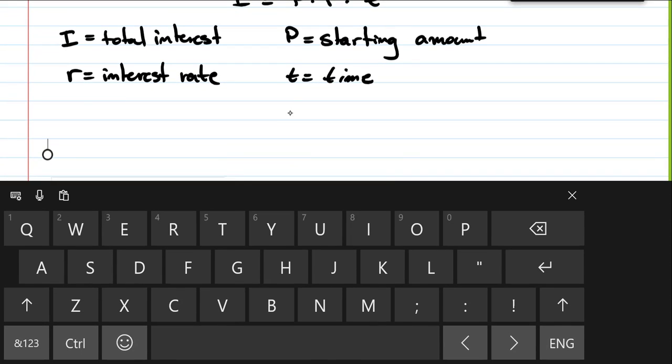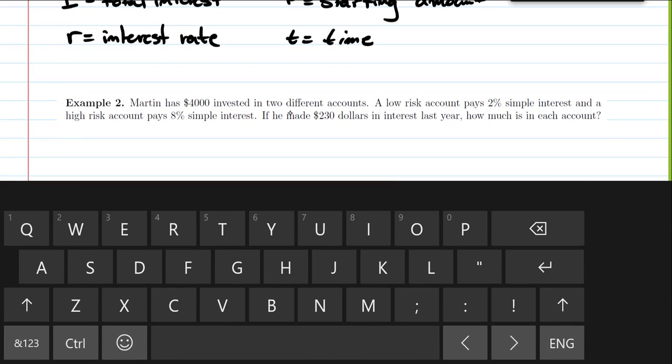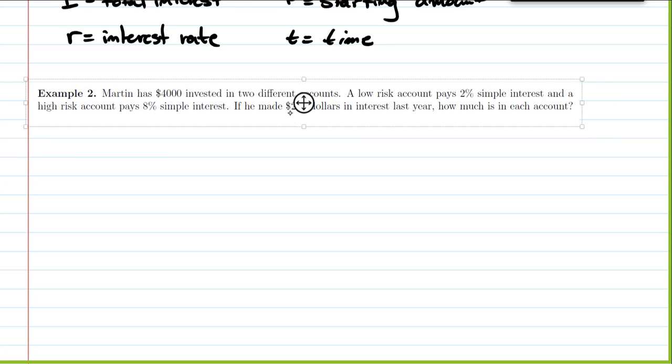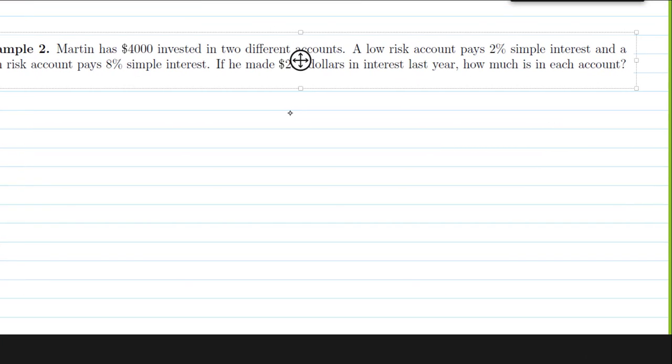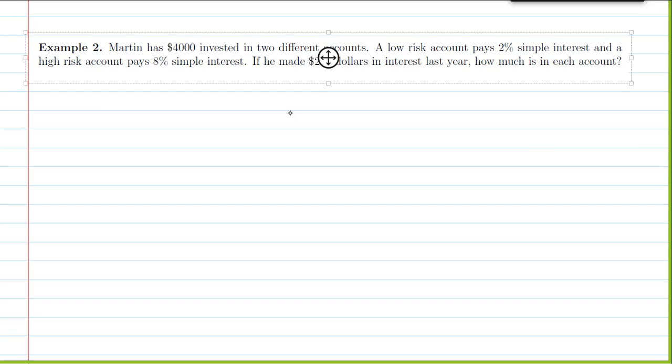Well, now let's go ahead and look at this next example. So Martine has $4,000 invested in two separate accounts. A low-risk account pays 2% simple interest, and a high-risk account pays 8% simple interest. If he made $230 in interest last year, how much money is in each account? So for these types of problems that are called mixing problems, in this example we're mixing money, I like to make charts. I find it simplifies the process.